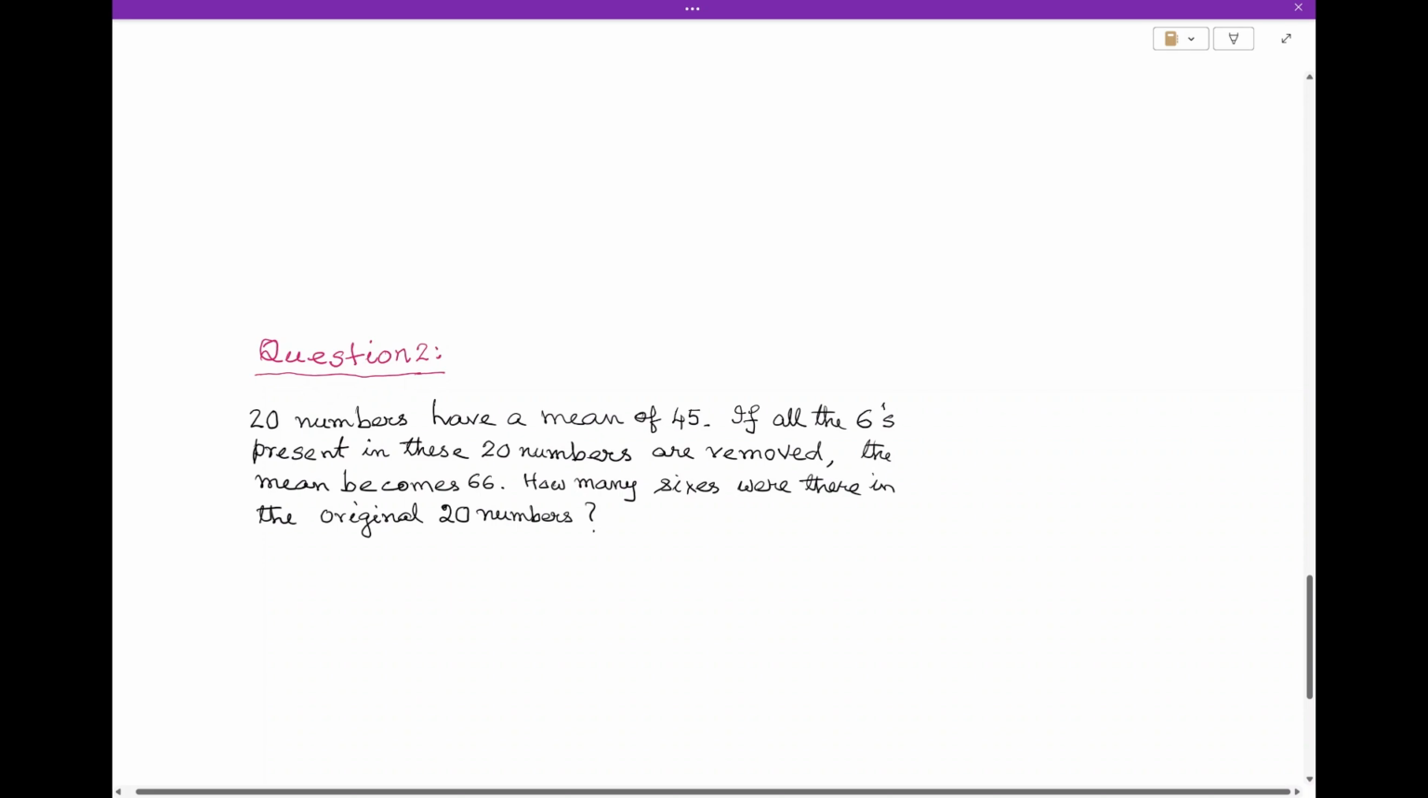In this video, we will solve another problem, and that problem is: 20 numbers have a mean of 45. If all the sixes present in those 20 numbers are removed, the mean becomes 66. So the question is, how many sixes were there in the original 20 numbers?